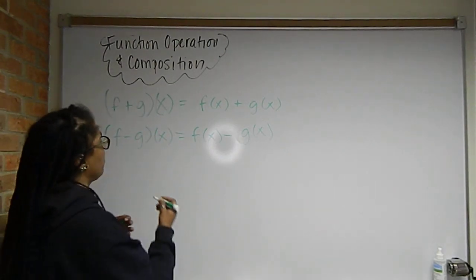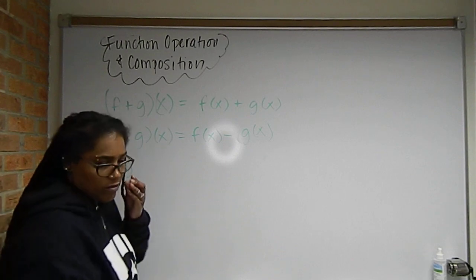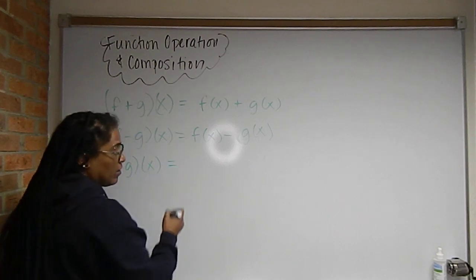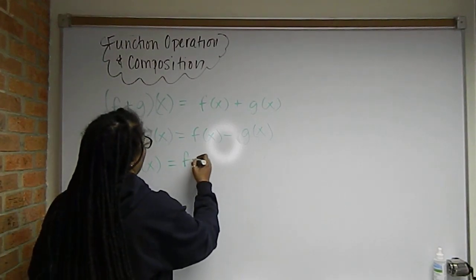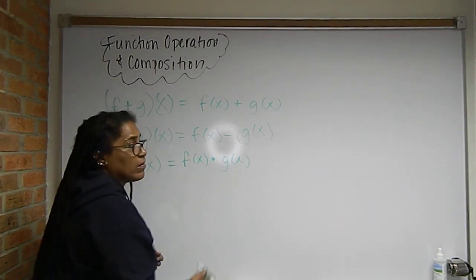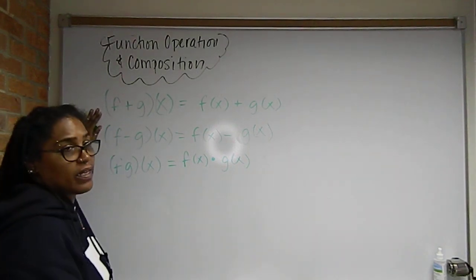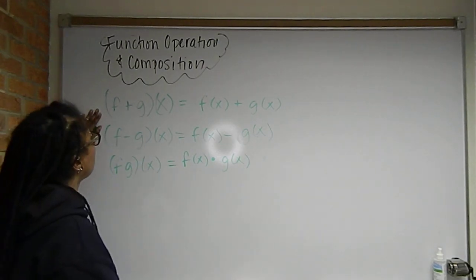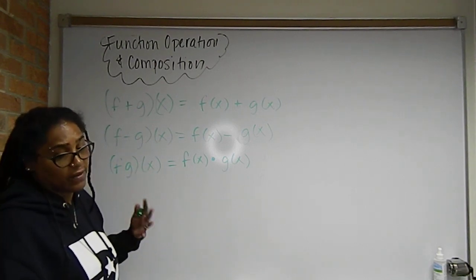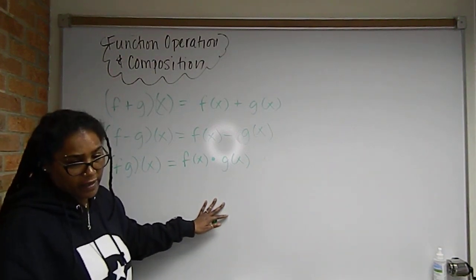And then when it comes to fg, how do they write the multiplication? Oh yeah, fg of x is of course going to be f of x times, and I like my little dot, g of x. Okay? And then the quotient rule. So this is your addition and subtraction rule. Basically, you are going to add the functions or subtract the functions as given, just like it says. If you're multiplying, you're going to multiply.